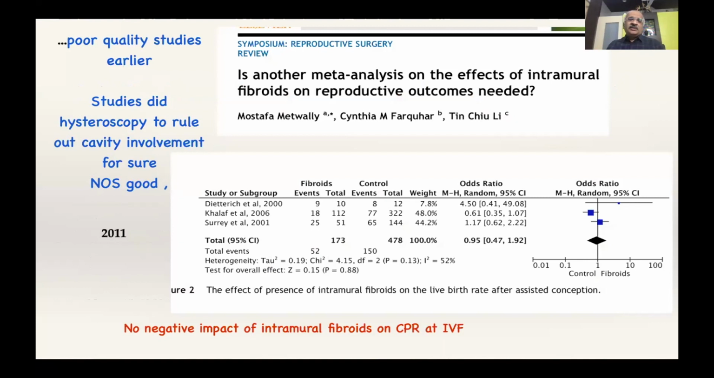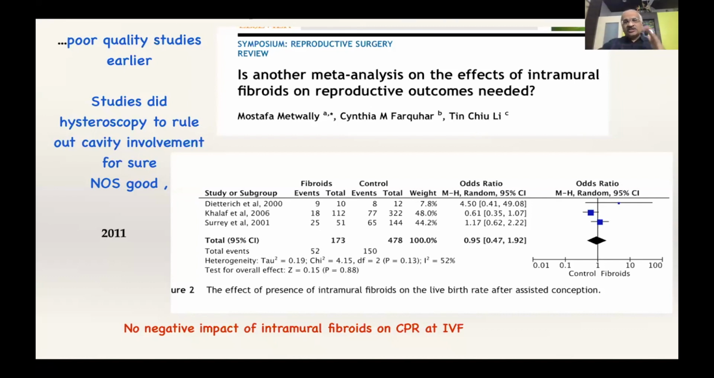But there were a lot of poor quality studies. So Mustafa Metwally and Tin Chiu Li from Sheffield published this, saying that another meta-analysis was needed. They took the same studies which were studied by Sunkara and the earlier authors, but narrowed it down to studies wherein there was definite evidence that the cavity is normal, that hysteroscopy was done in all subjects and the uterine cavity was normal, and the Newcastle Ottawa score was very good, beyond 7. They took only the good quality studies into consideration, and then they noted there is no negative impact of intramural fibroids on clinical pregnancy rate in IVF. That was introduced in 2011.